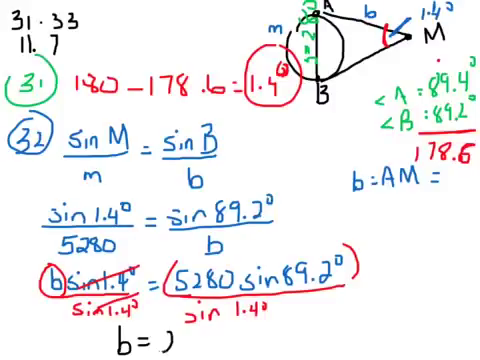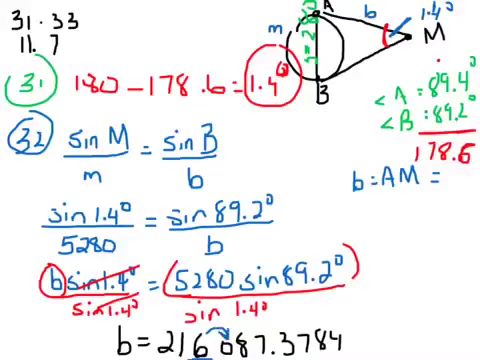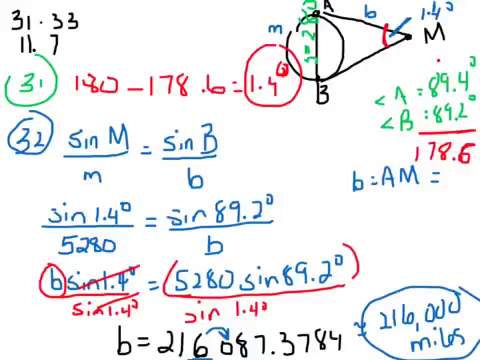When I plug this in, here's what I'm getting. b is 216,087.3784. They told us to round to the nearest thousand, okay? So we're rounding to this place right here. There's ones, tens, hundreds, thousands, okay? So the zero that comes after the 6 will not round the 6 up. So this is about 216,000 miles is that side b over there. And that's the distance from one of those observatories to the moon if you think about the problem.